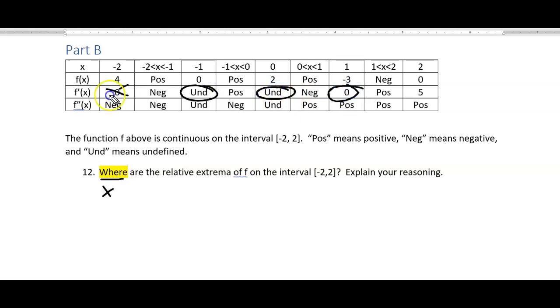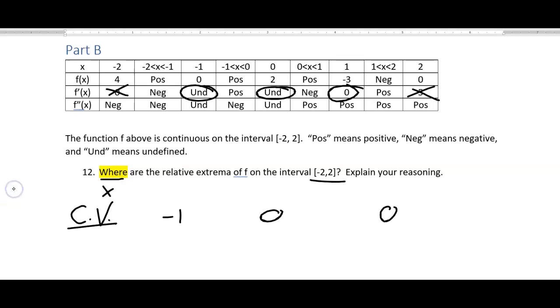We're not going to include endpoints. We don't look for relative extrema at endpoints. We only do in between the endpoints for relative extrema. It's the absolute extrema that we include the endpoints for. So we really just need to look at the following x values, -1, 0, and 0. Now, just because they're critical values doesn't mean that they're relative extrema. They are relative extrema if the derivative changes signs at that point.